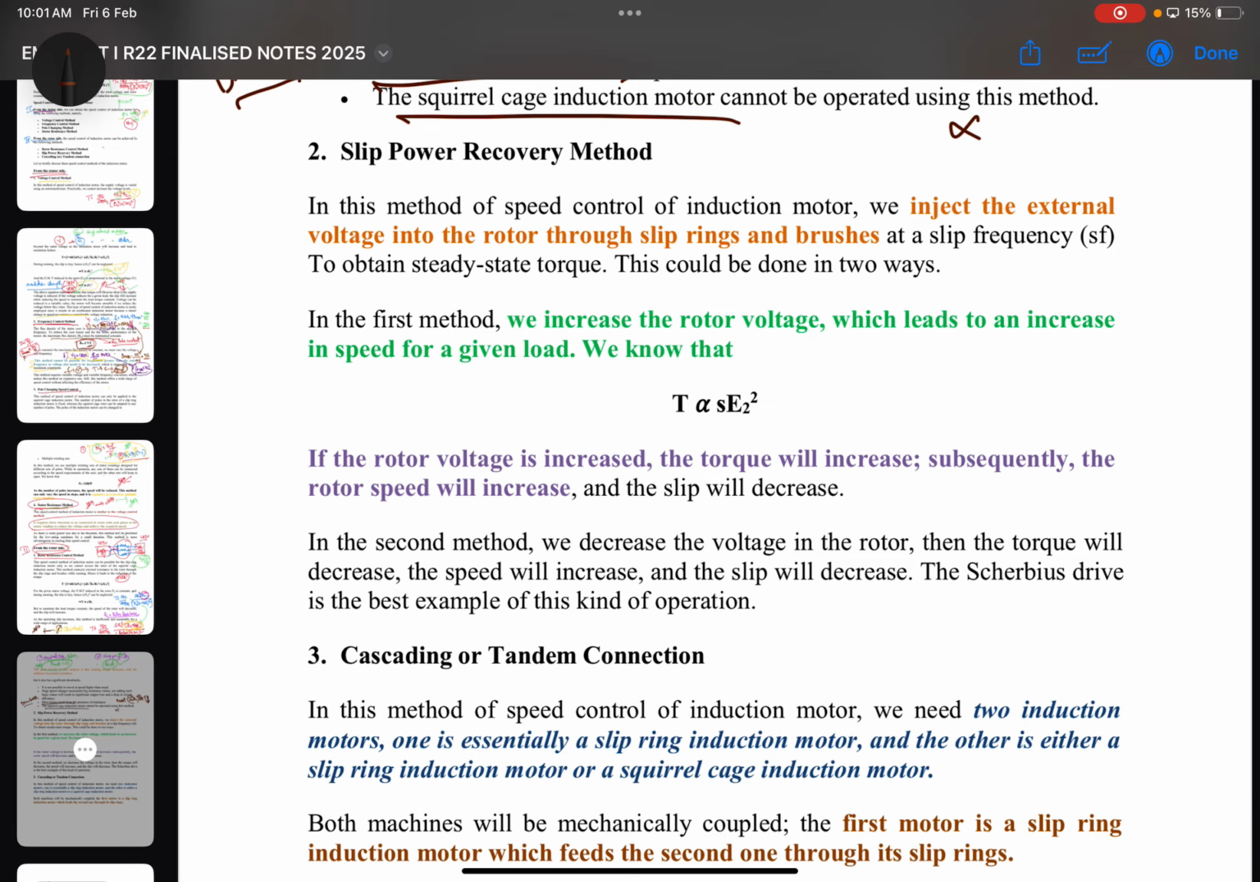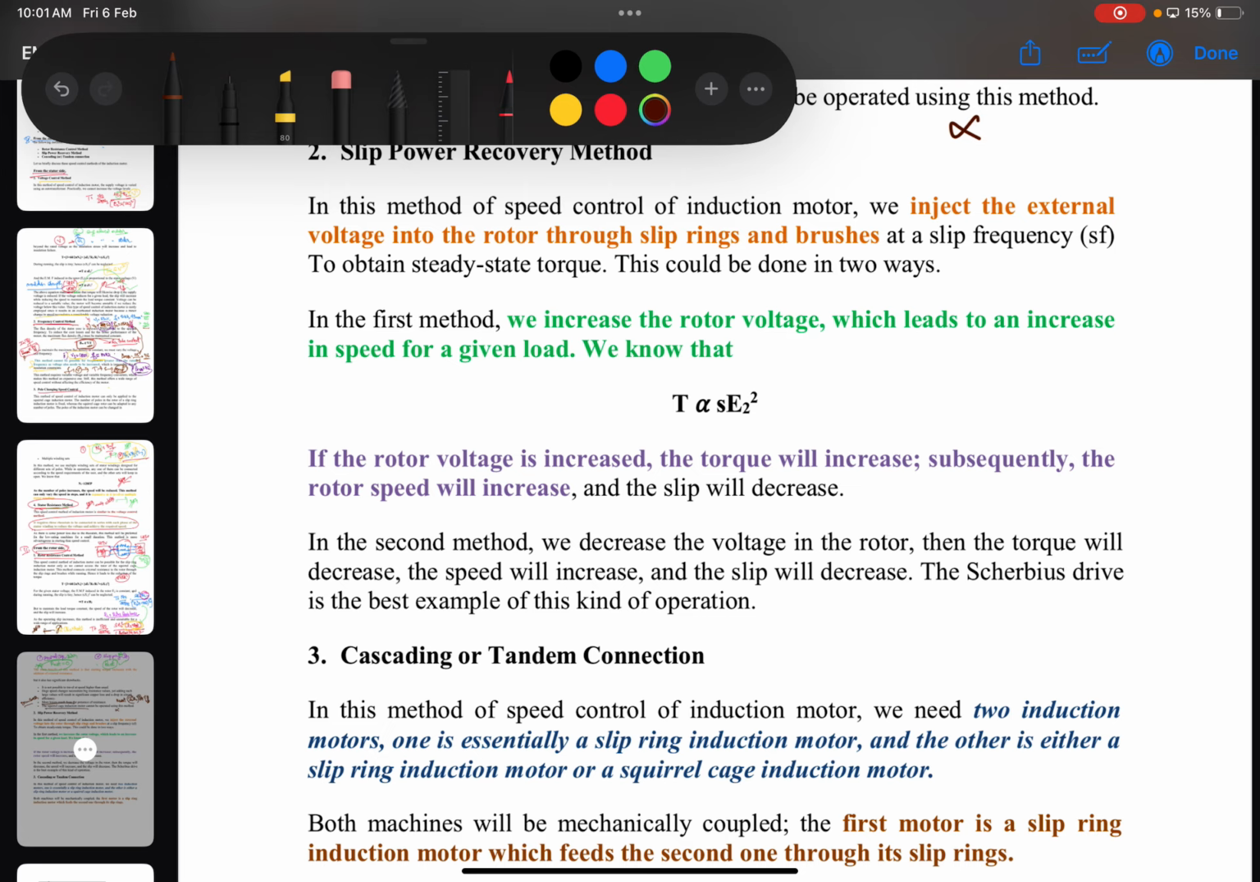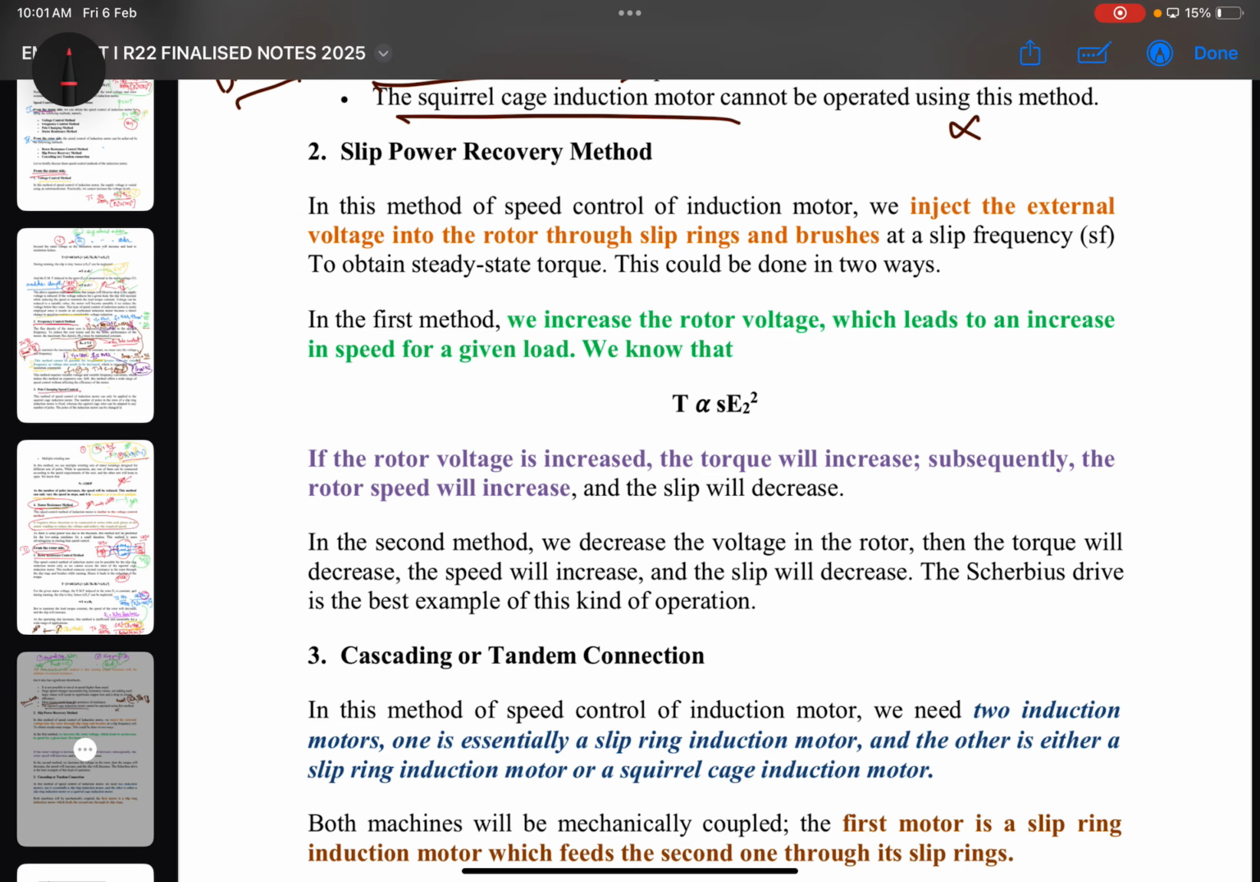Next, third one. Second one. What is the second one here? Slip power recovery method.